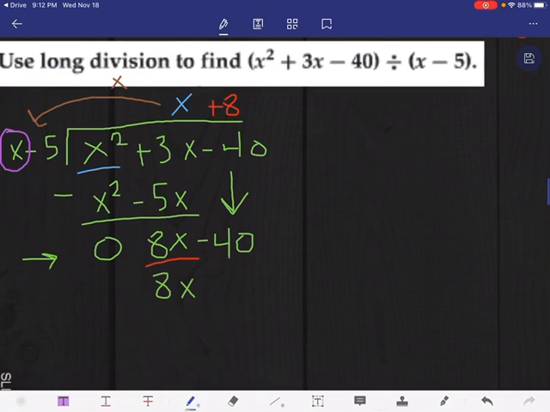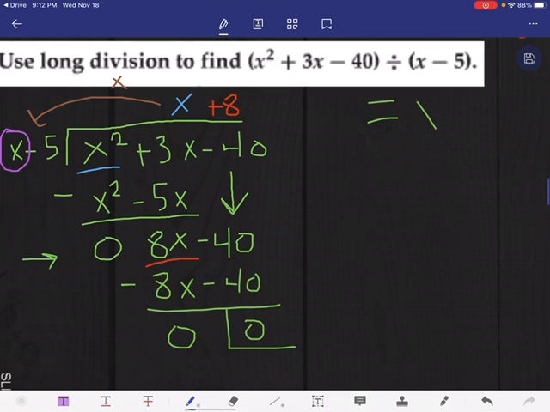And then 8 times negative 5 gives us negative 40. Again, we are subtracting as we go down. 8x minus 8x is 0, which is what we have to get. And then negative 40 minus a negative 40, so that's going to become negative 40 plus 40, which gives us 0. And just like before, that last number that you get there is going to be our remainder. So in this case, we don't have a remainder, so our answer is just going to be x plus 8.